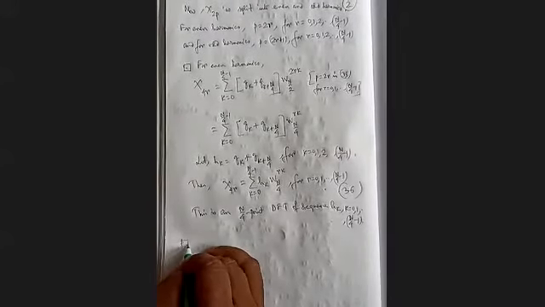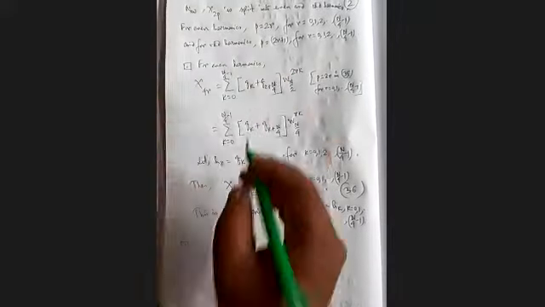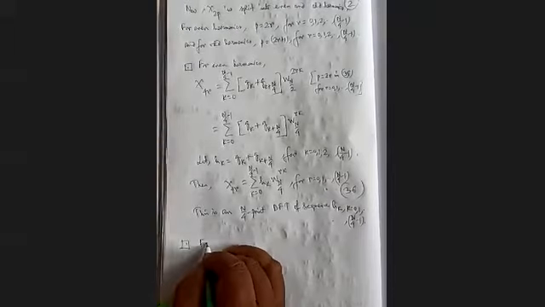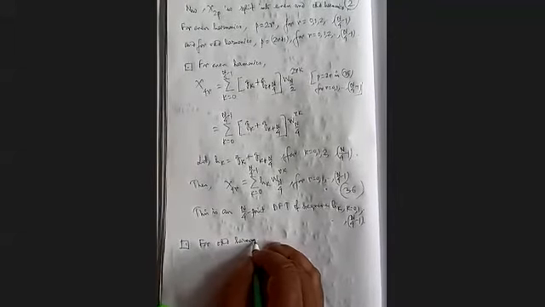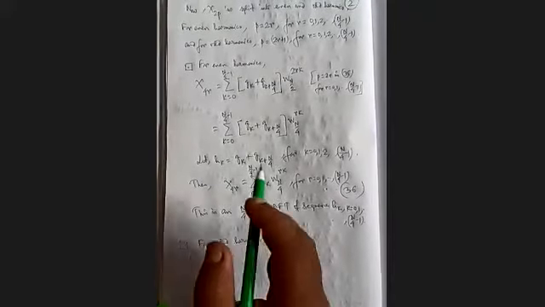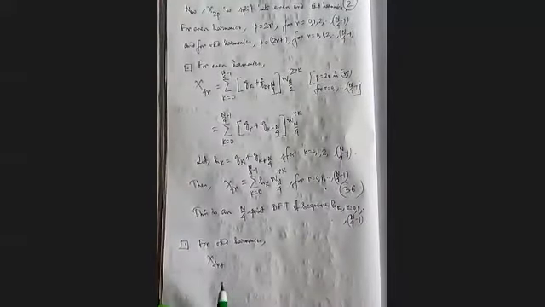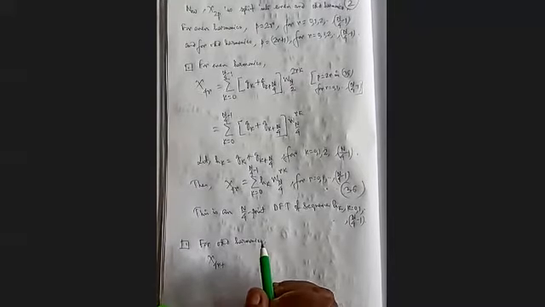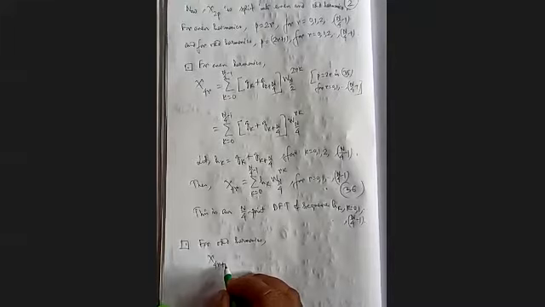For odd harmonics, what we do? Just for odd harmonics, we will put p equal to 2r plus 1. So X2p would be, for odd harmonics, X of 2p plus 1. Put 2 into this plus 1. So it will be X4r plus 2.